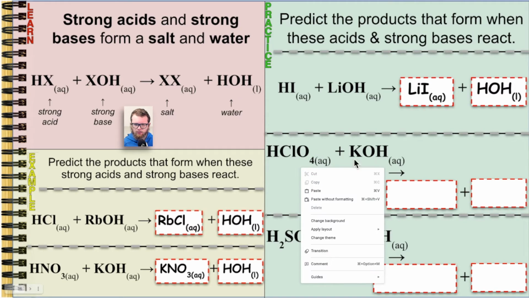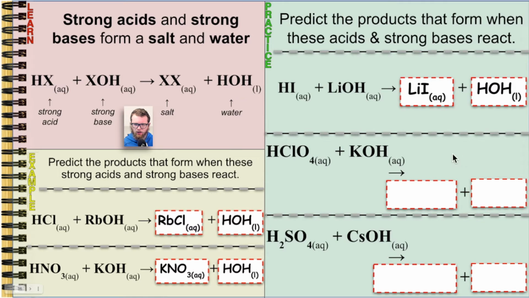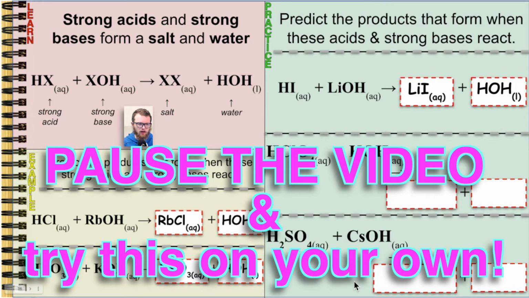All right, so you should be able to do these next two on your own. And while this last one, this H2SO4, is officially diprotic, we haven't learned about that yet, so just one of these H's is going to fall off and make HOH. The other H is still going to stay on H2SO4. So pause the video now and work on slide 16.